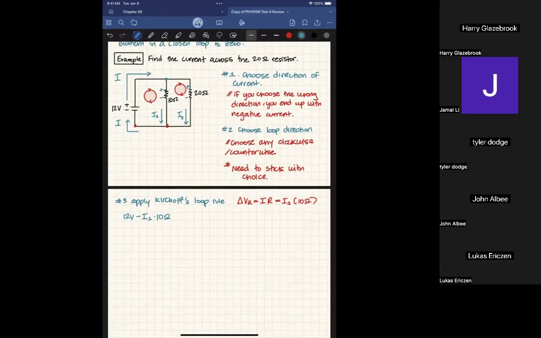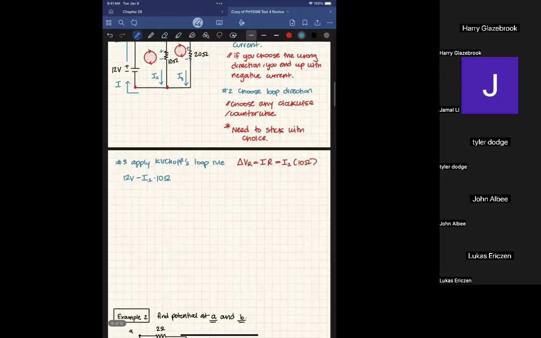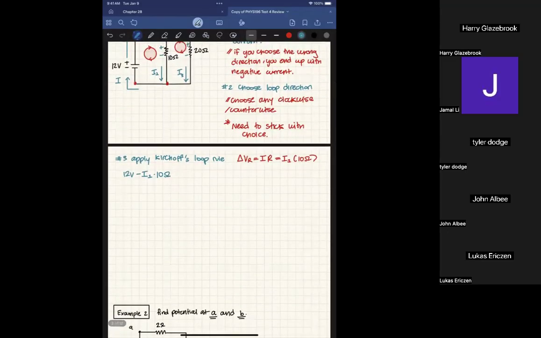And then I go all the way back. I formed my closed loop, so I know all those potential differences have to equal 0. So that's my first Kirchhoff equation.